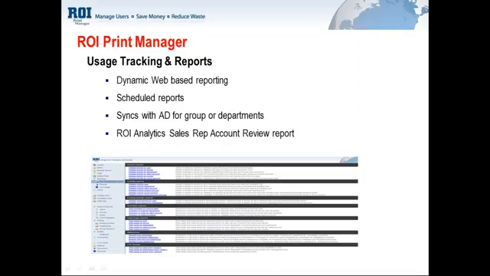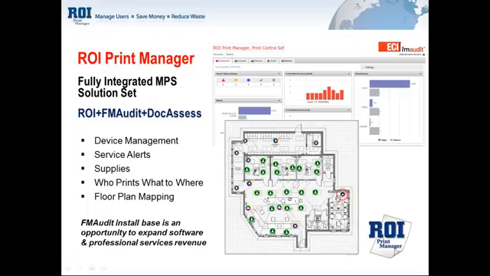We also do usage tracking as well. These are web-based reports. Those reports can be set up and scheduled and will turn up in an email. We also sync with Active Directory, so we can do the group and departmental reporting as well. The nice thing is with that integration with FM Audit, we can also do ROI Analytics, which is a sales rep account review report. This is the ability to pull that data out of FM Audit, which has the user level data and the device information, and put it into a template that a rep can use to present in their business reviews.